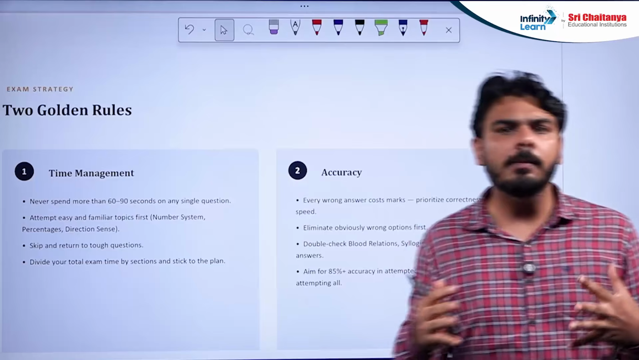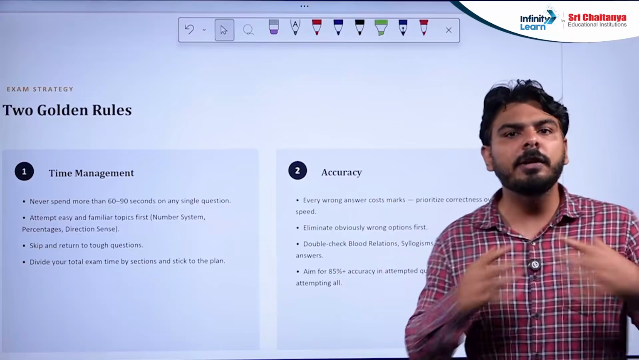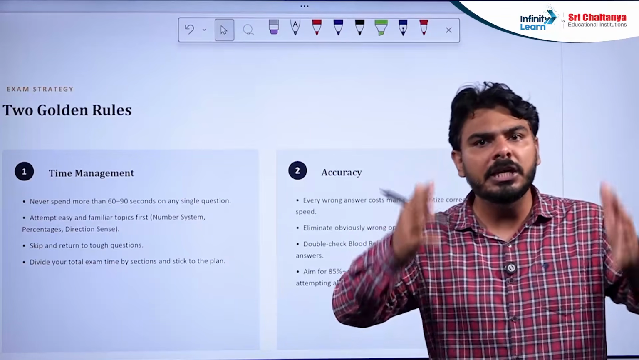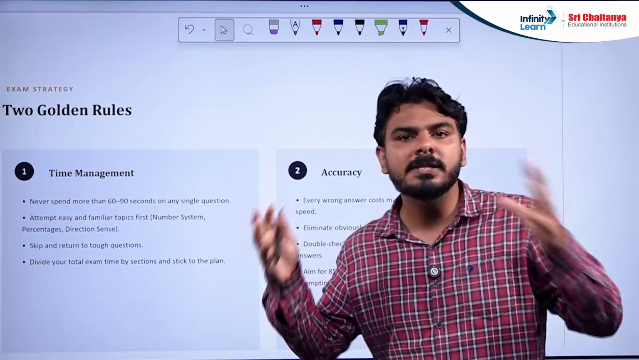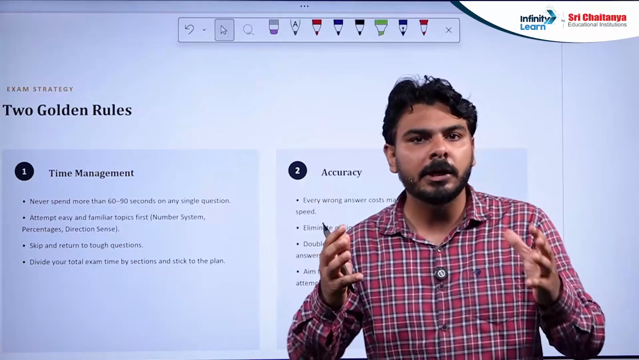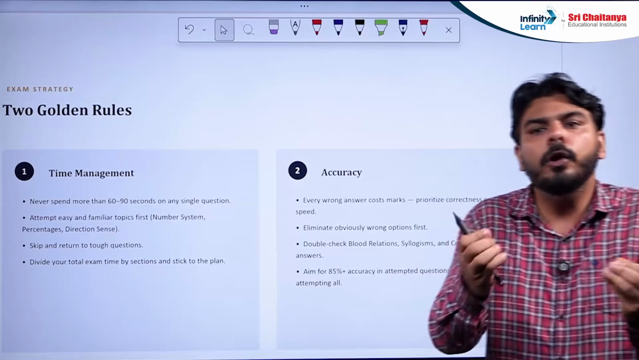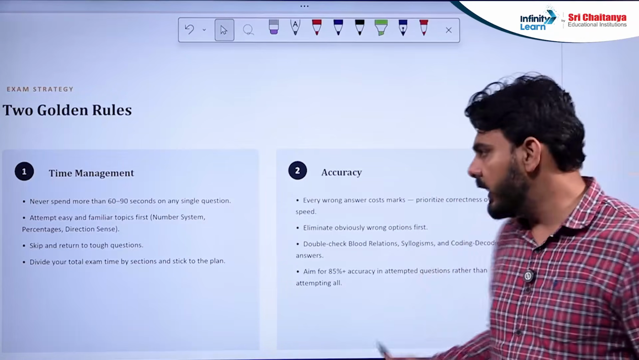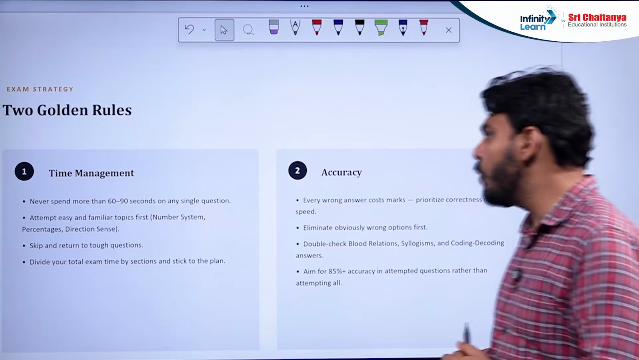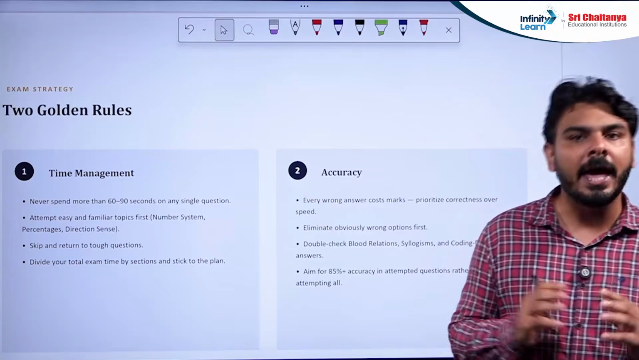You might have heard about time management everywhere. Your class teacher might be saying you have to do time management, your parents might be saying it, but most students don't know what time management actually means. So what is time management? Let us see here. Never spend more than 60 to 90 seconds on any single question.